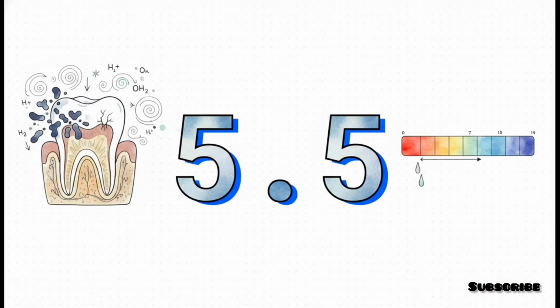But here's a number you really need to pay close attention to, 5.5. Because when the pH in your mouth drops below this specific acidic threshold, usually thanks to bacteria, that is exactly when dangerous tooth decay starts eating away at your enamel. It really proves that the pH scale isn't just textbook theory. It's literally happening in our bodies right now.